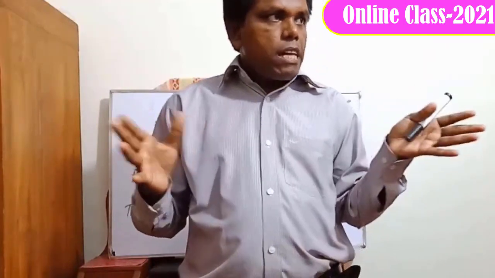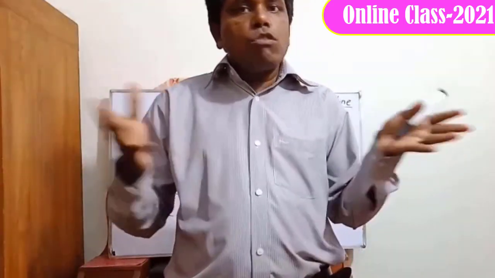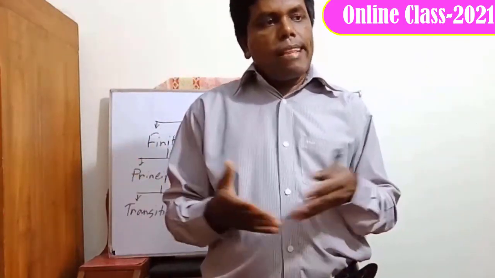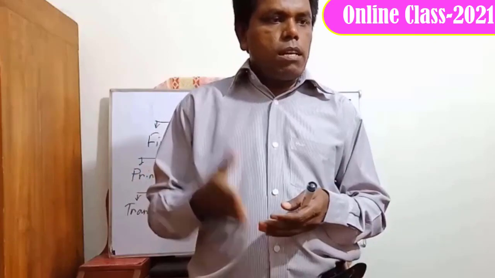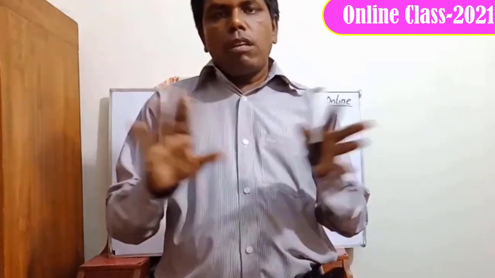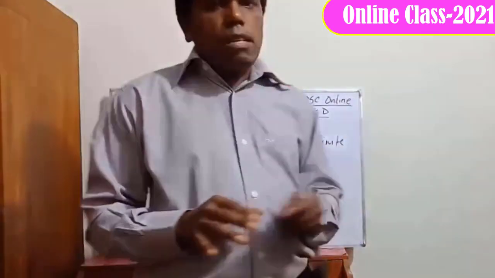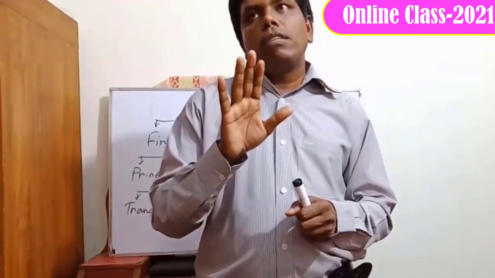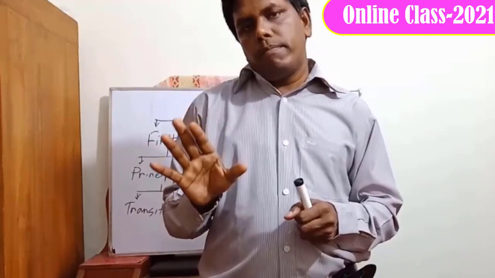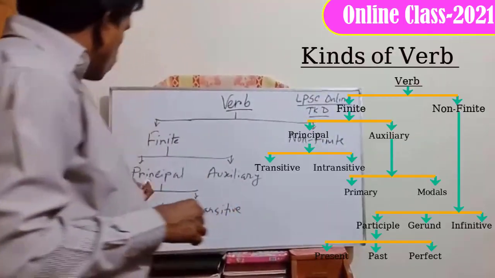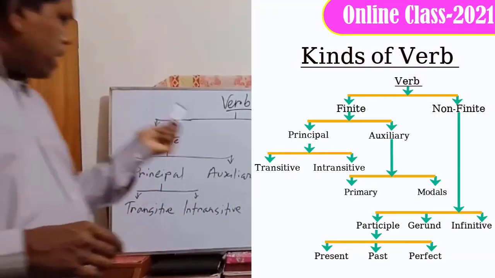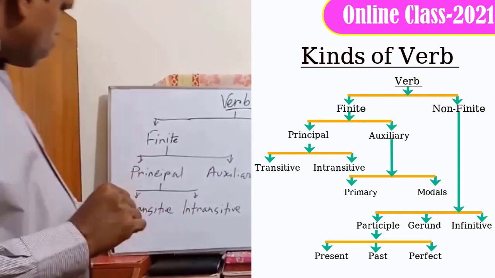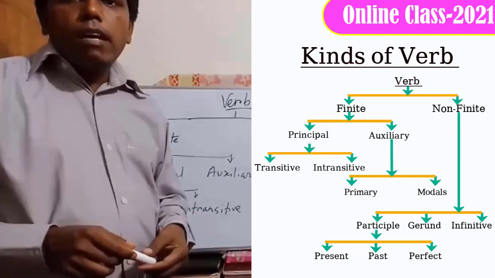For example, I eat rice. They go to school. They catch fish. Eat, catch, go are all principal verbs, and they don't need to take another verb's help. Clear? Actually, what is a principal verb? A verb which has its own meaning, and it has two branches. One is transitive and another is intransitive.